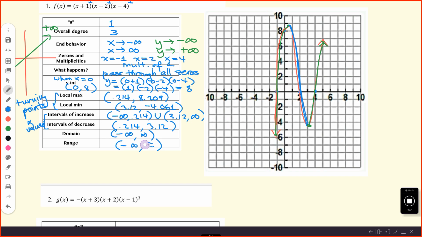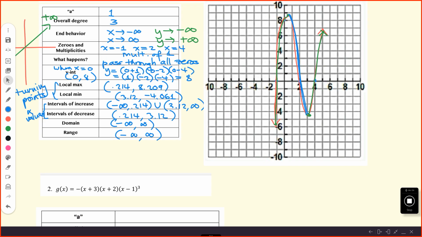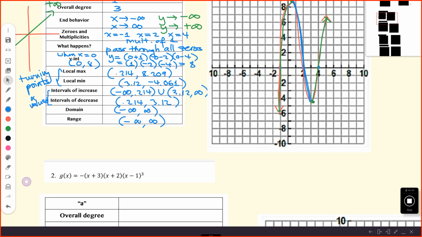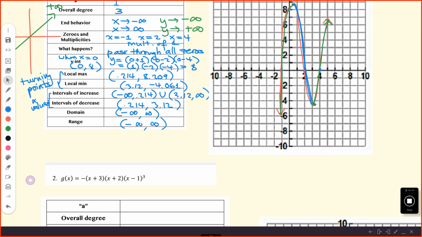Because farthest left, farthest right, there's an arrow. Top and bottom, there's an arrow. Although we have a minimum and maximum here, this side will go down infinitely, this side will go up infinitely. Okay, so that's our graph, and that's the feature. Now, we'll do number 2 and 3, and then I will let you do number 4 for your practice, okay?